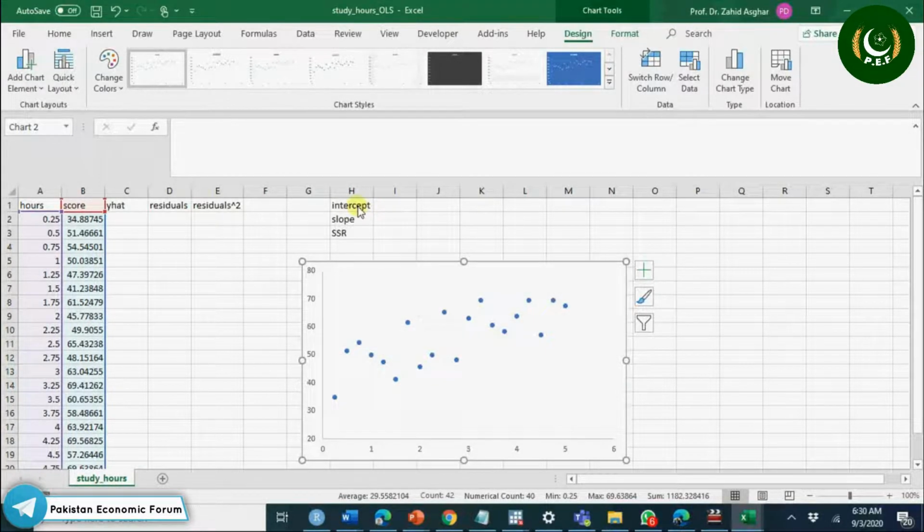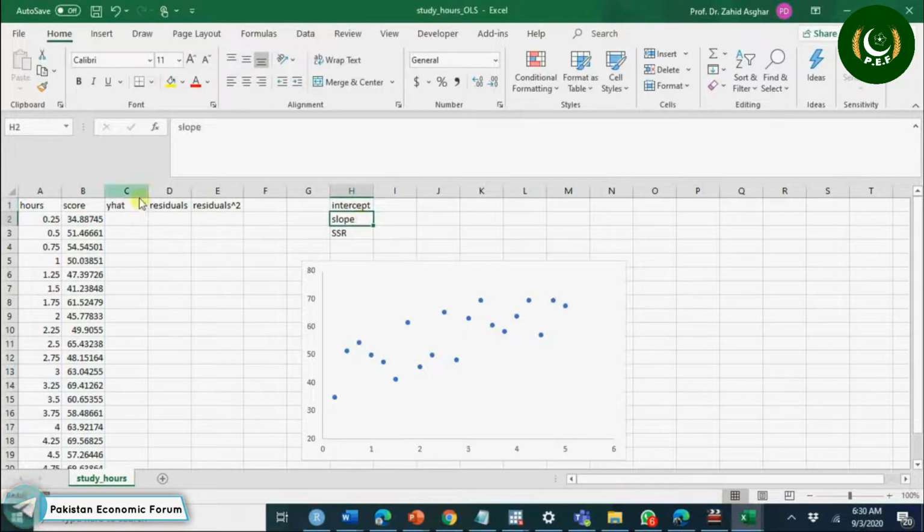We have intercept, we have slope. This is y hat, meaning score is your dependent variable, hours are your independent variable. The more hours you study, your test score improves. So I have taken this sample data intentionally so that we first of all understand this concept, then I will do the same with what we are discussing, where the test score improves by reducing class size. So let's go and see.